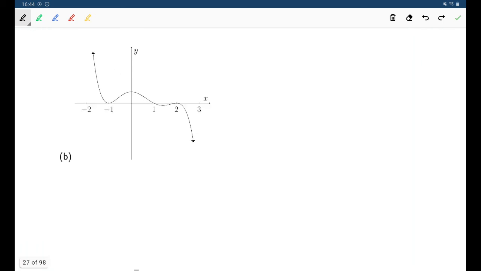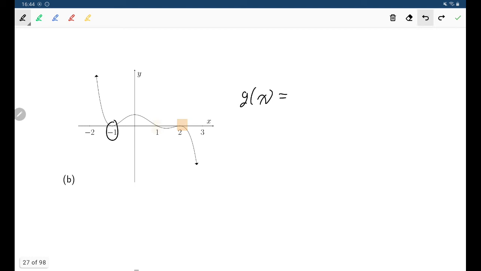For the next one, I'm going to call this g of x. And same sort of a thing here. I'm going to start out with looking at those x-intercepts. So we have x-intercepts at -1 and at 1 and at 2. So as far as factors go, there should be an x plus 1, there should be an x minus 1, and there should be an x minus 2.